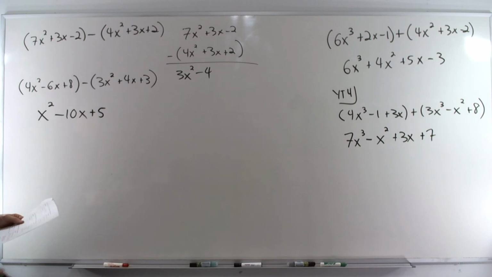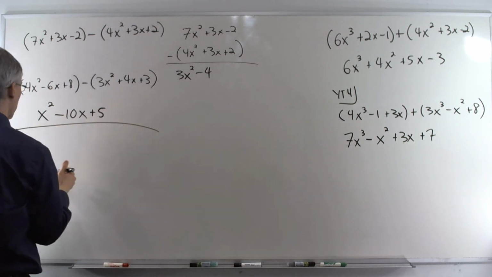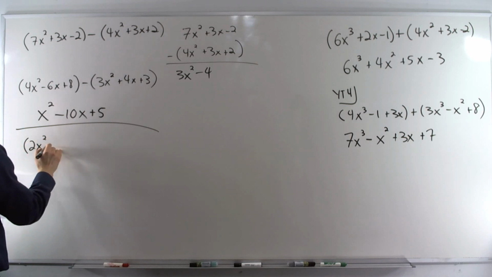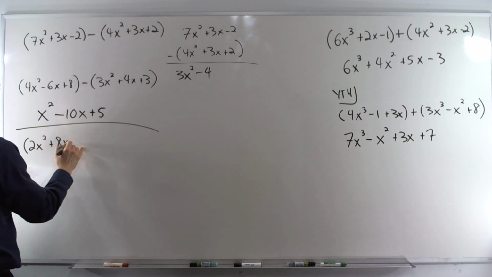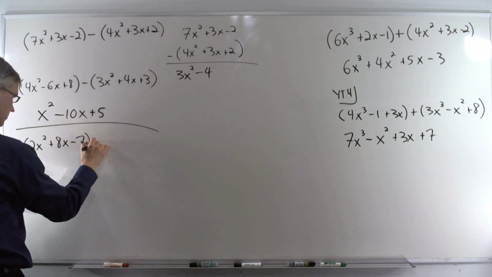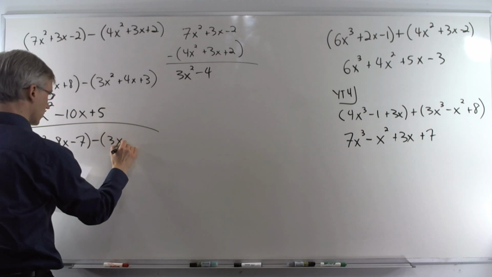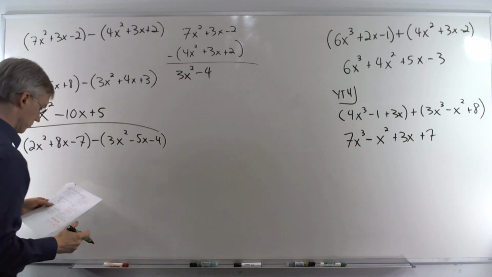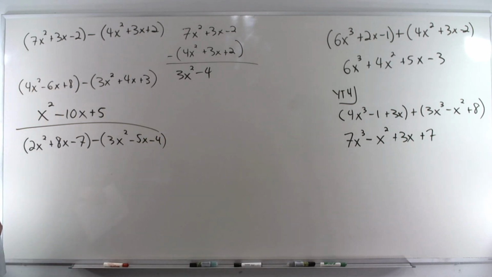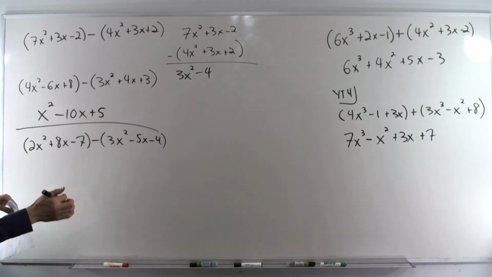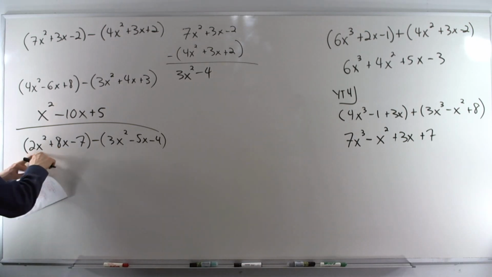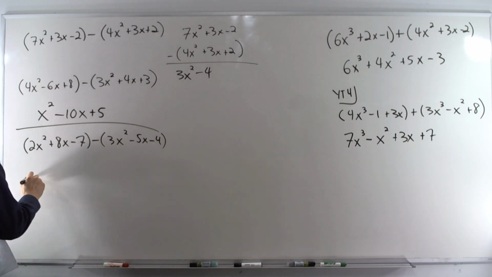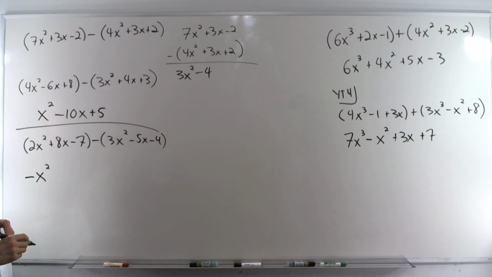Now sometimes we're going to have some negative terms in that second polynomial. Keep in mind that subtracting a negative is the same as adding a positive. I'm going to try the horizontal method again on this one. So what we're doing here is we're taking 2x squared minus 3x squared. 2 minus 3 is negative 1, so that gives us negative x squared.